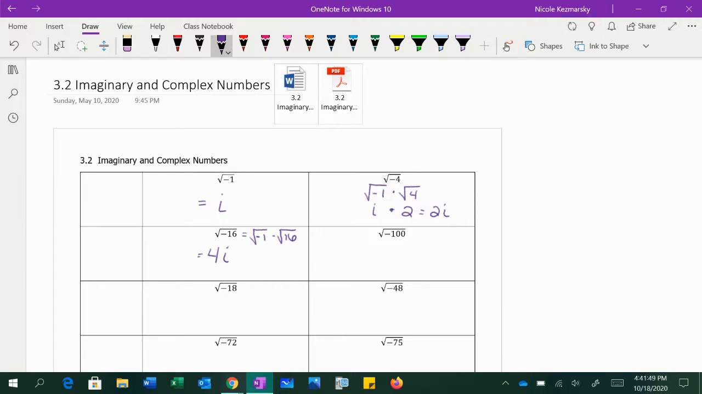For the square root of -100, 100 is a perfect square, and then we've got a negative sign, so I'm going to go ahead and write this as the square root of 100 is 10, and the square root of the -1 is I.